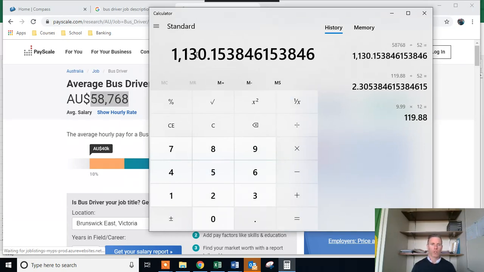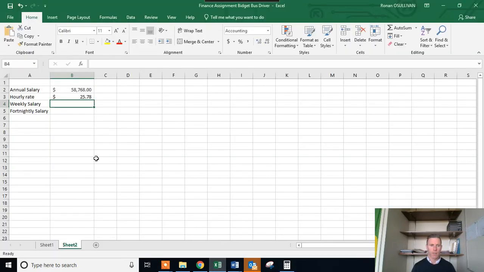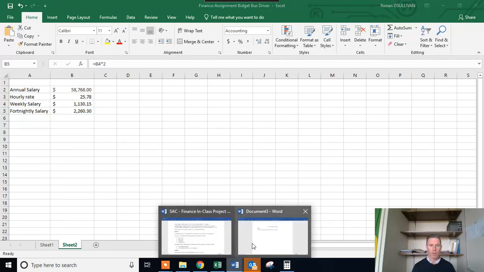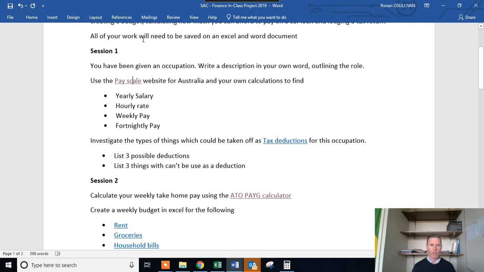So $1,130.15. Then to get the fortnightly salary, I just double this one, so the fortnightly salary is double the weekly. This is a shortcut in Excel: equals, the cell is called B4, and then times 2, enter. That was an Excel calculation right there. So as you can see, I've got my annual salary, my hourly rate, my weekly salary, and my fortnightly salary. It's all in here. So now I've done that section.